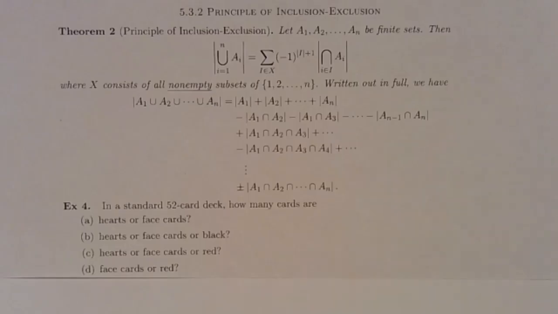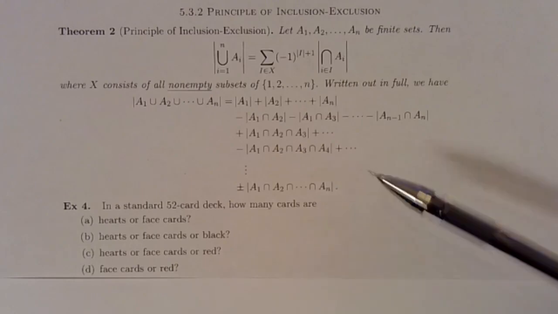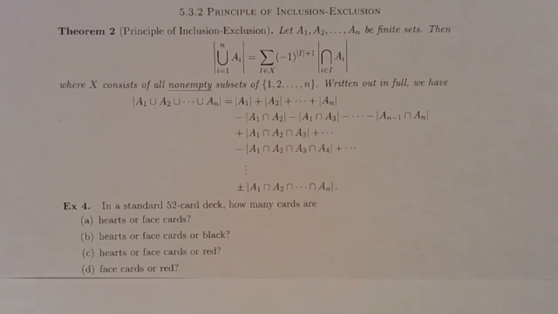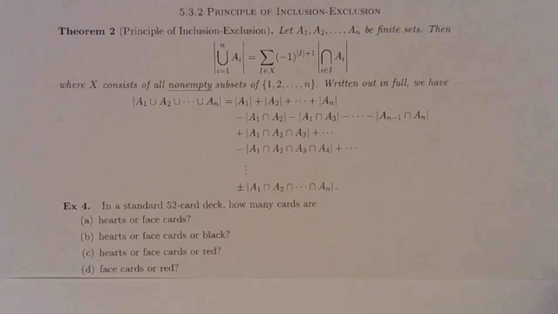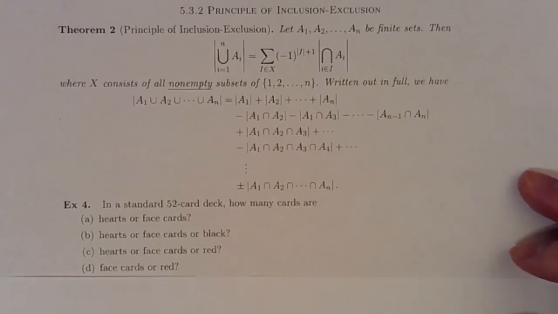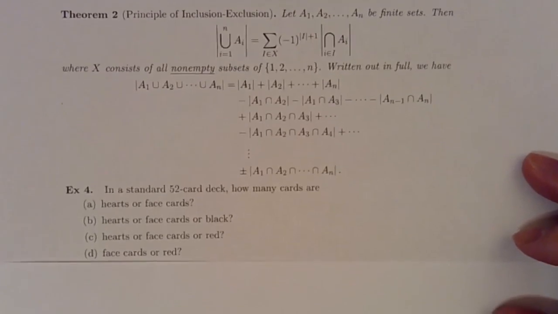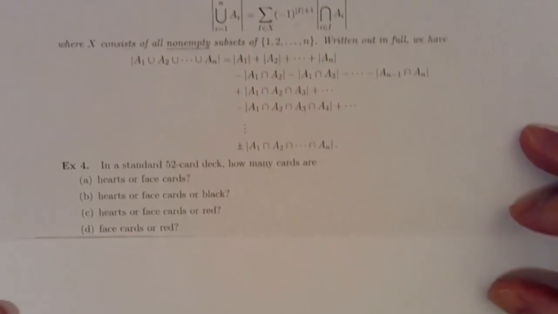Now let's try this principle of inclusion and exclusion on a concrete example. Suppose we have a standard 52 card deck, and we want to count how many cards are in these categories. Usually in class, I would pause and let you try this. You should probably pause this video and try it right now, but otherwise I'm going to talk through part A, B, and C right now. D is usually a filler for people who work faster to have something to do in class.